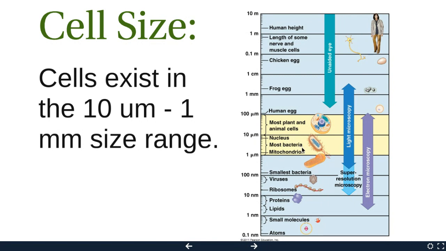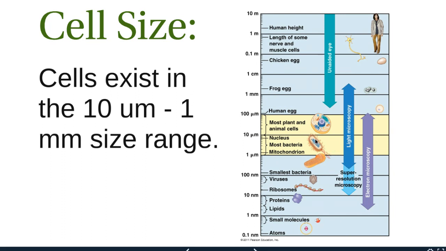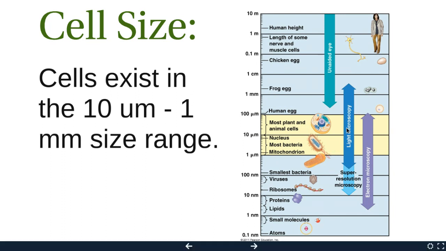Right in this range here, you have most bacteria. Most plant and animal cells are going to be a little bit bigger than bacteria. You'll be able to see some bacteria with a light microscope, but it's kind of difficult to differentiate, though. Bacteria is a little bit harder to see unless it's stained really well. We will be able to see plant and animal cells with our light microscopes. That's not a big deal.